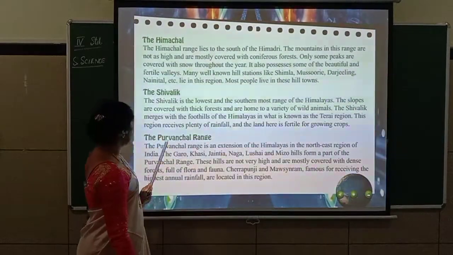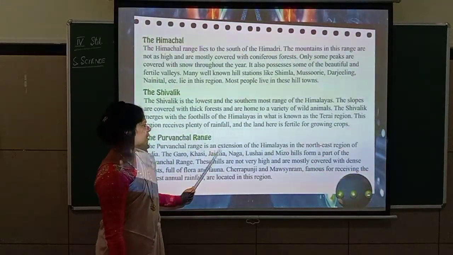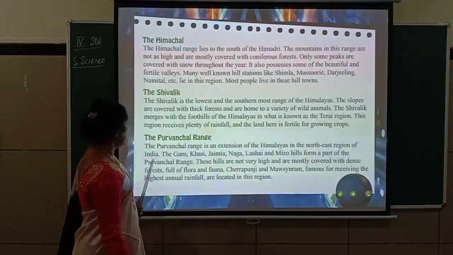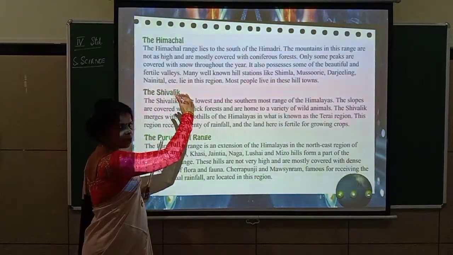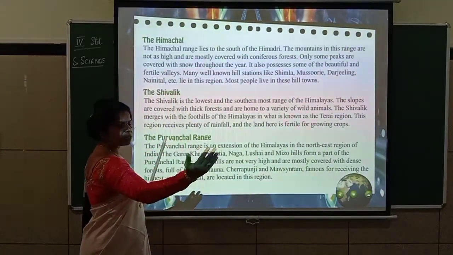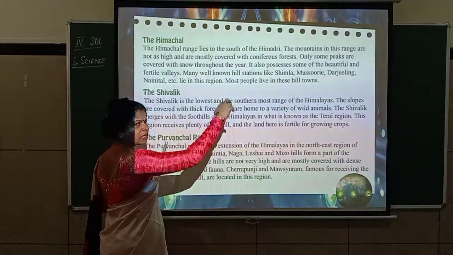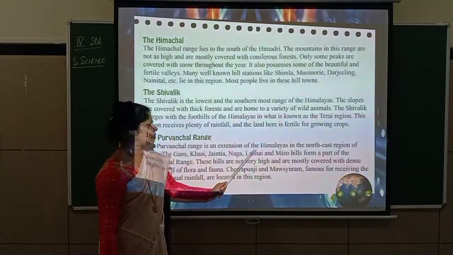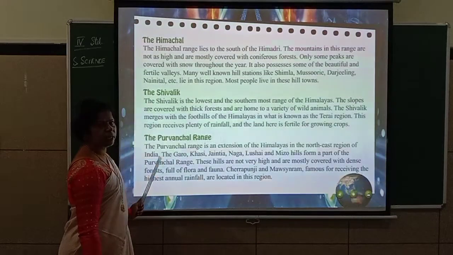Coming to the next one, the Purvanchal range. The Purvanchal range is an extension of the Himalayas in the northeast region of India. Yesterday I told you, I think, no? Up is north, down is south, right side is east and left side is west. In between north and east comes the northeast. So where is this now? The Purvanchal range is an extension of the Himalayas in the northeast region of India.